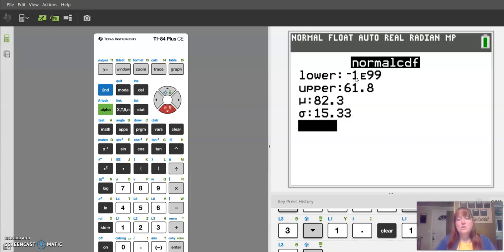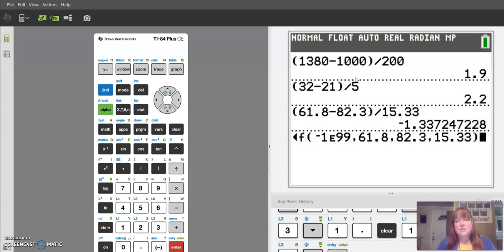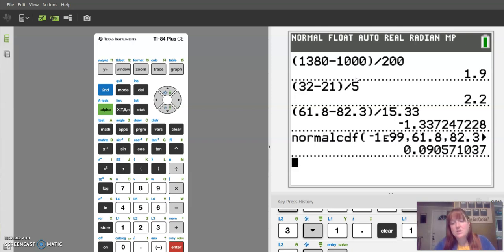Okay, now you just go down here to paste. You just push enter. Paste, and it just pastes this whole thing in there for you in the right order, so you don't have to figure out how to do the order, and you push enter, and it just tells you that 0.09 blah blah blah blah blah is the normal CDF for this.